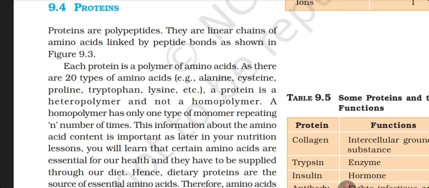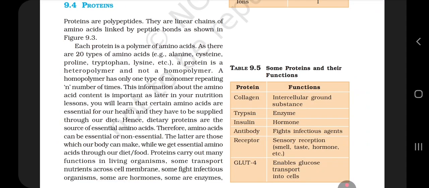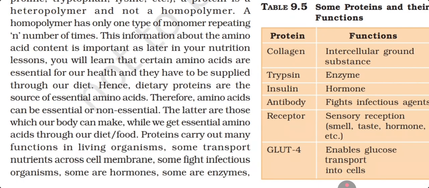This information about the amino acid content is important, as later in your nutrition lessons you will learn that certain amino acids are essential for our health and have to be supplied through our diet. Hence, dietary proteins are the source of essential amino acids. Therefore, amino acids can be essential or non-essential. The latter are those which our body can make, while we get the essential amino acids through our diet or food.